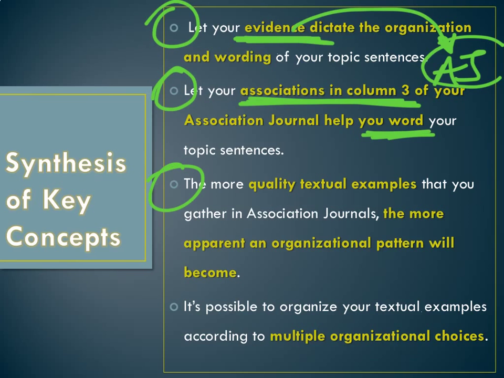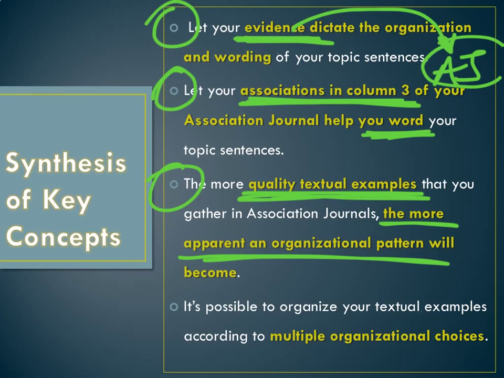The third thing that I would stress is the more quality pieces of evidence that you find, when you do a good job on your association journals and finding examples, then the more apparent an organizational pattern is going to become. If you find poor textual examples to support your thesis statement, for example, if your examples are off topic or they're not addressing the idea that's there, then finding one of these patterns is going to be impossible.